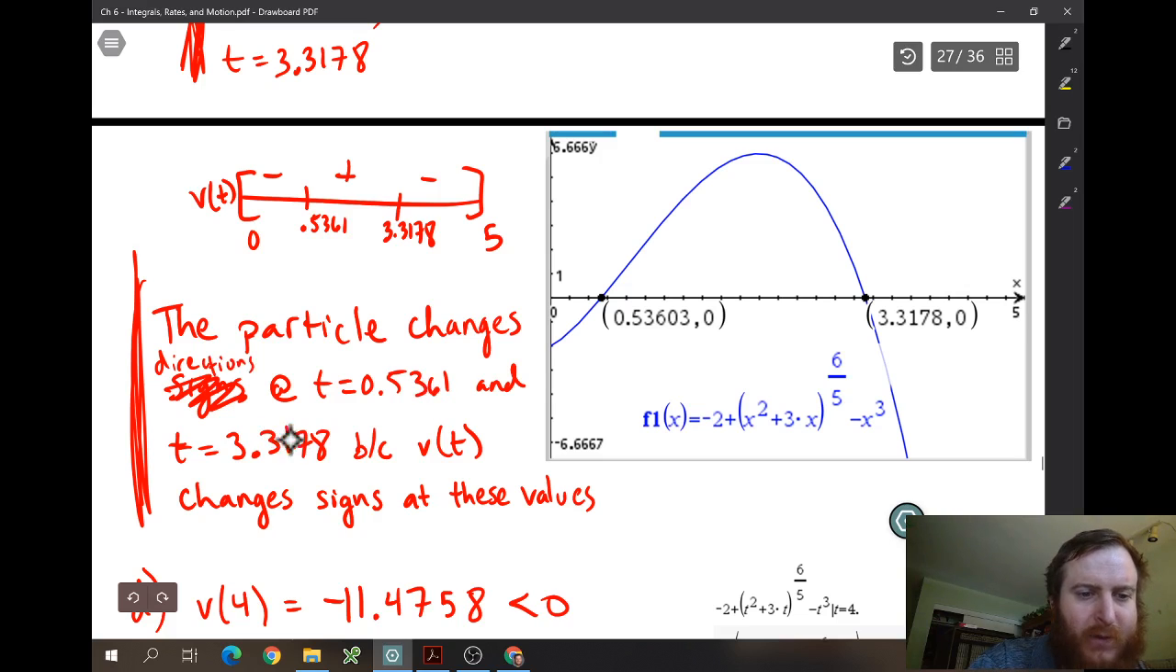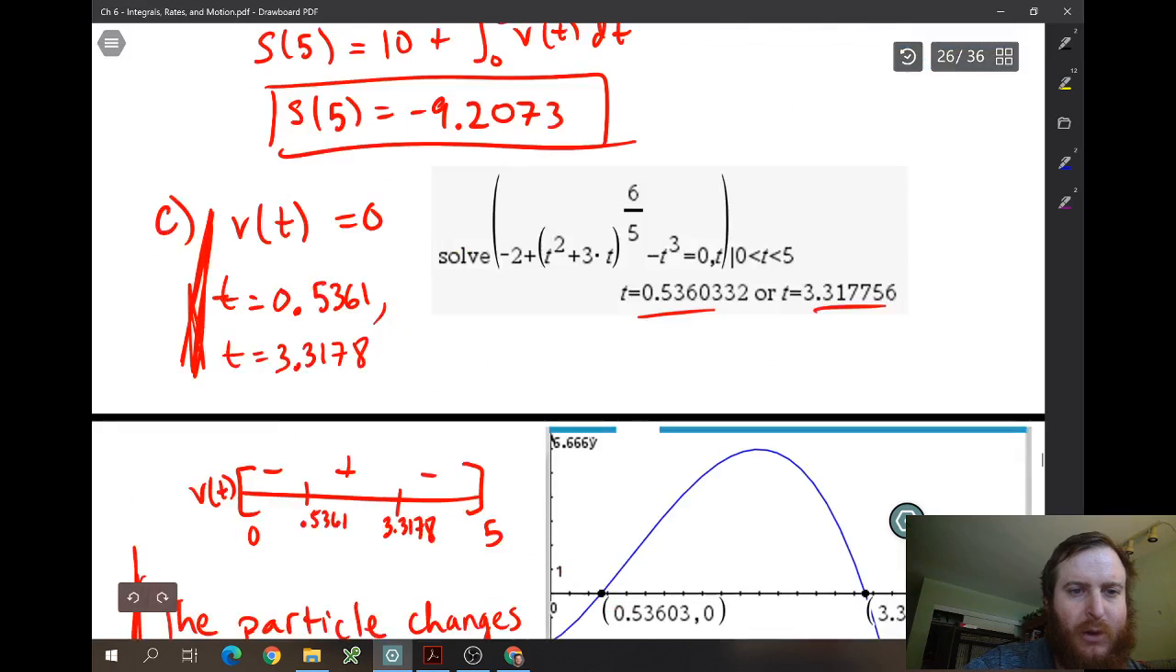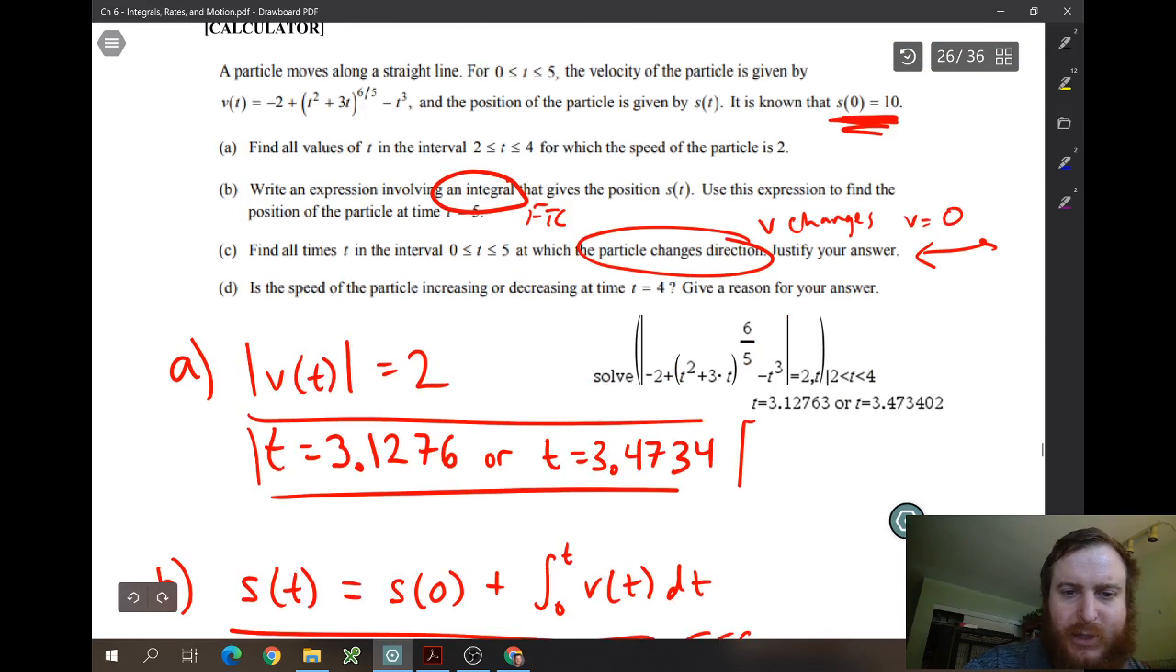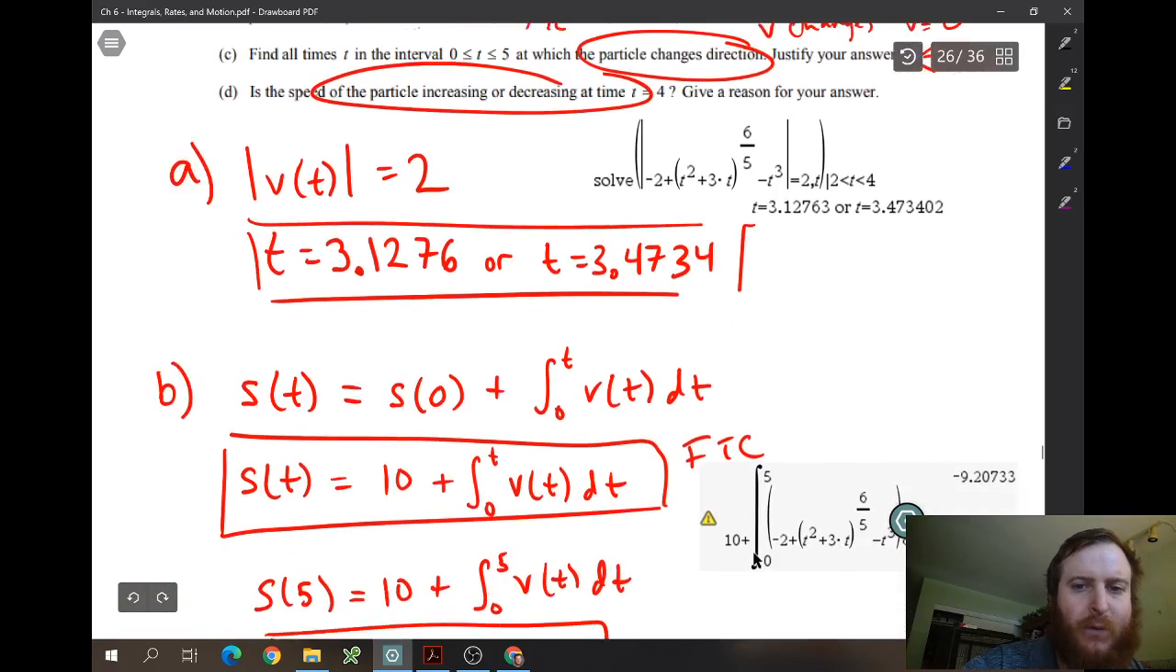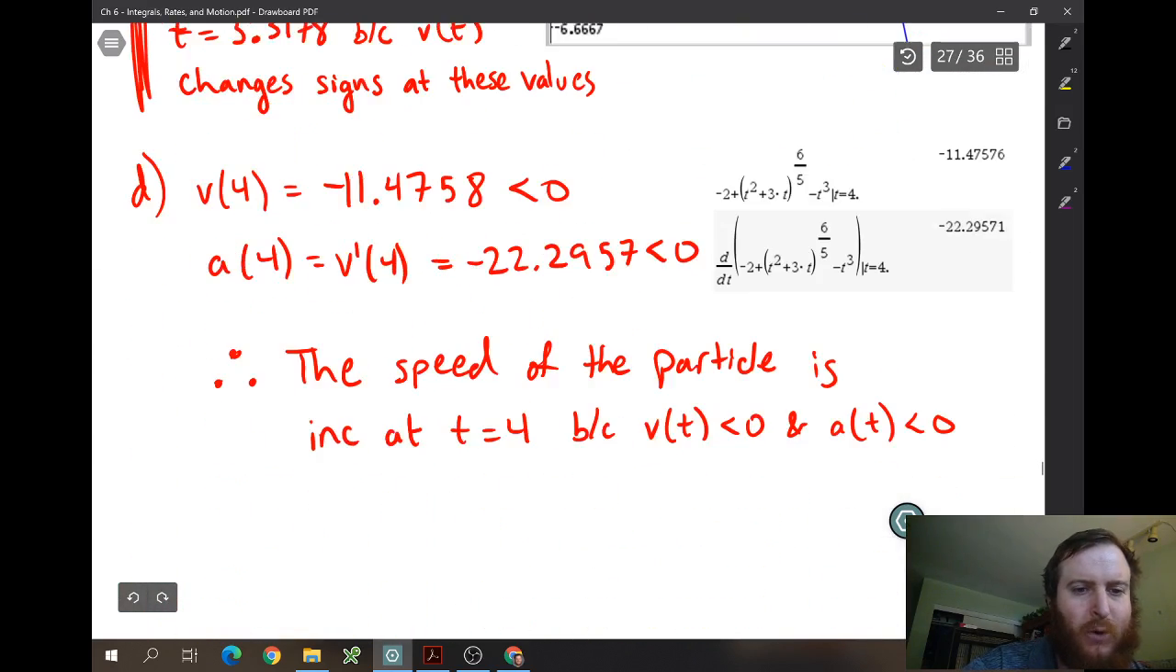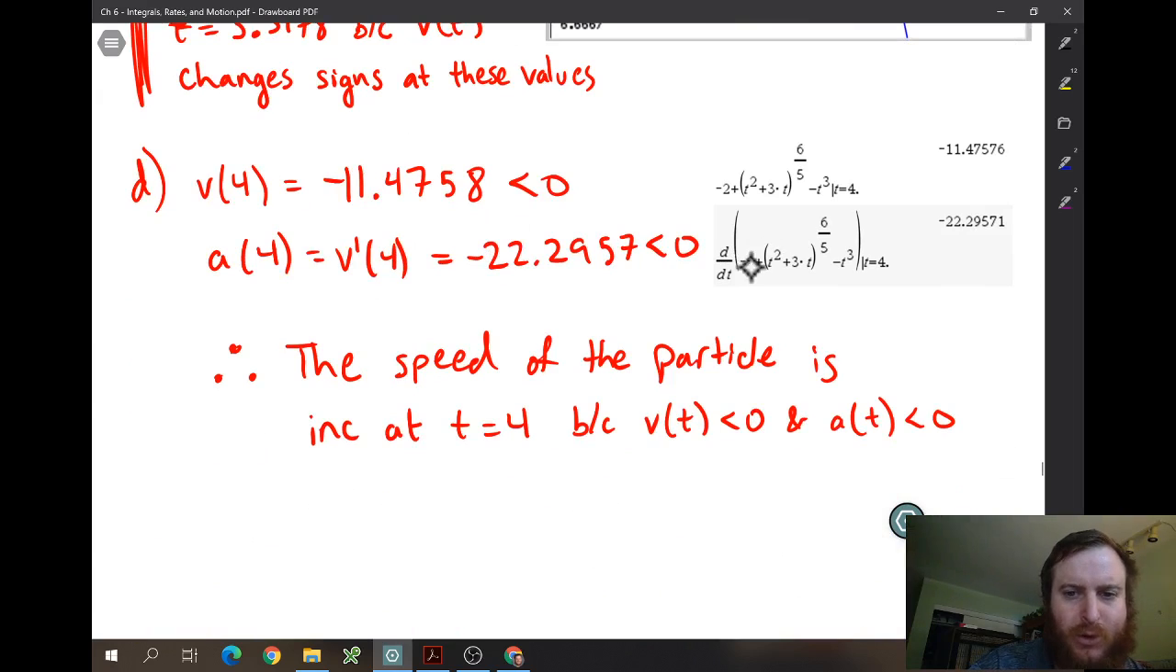At time 0.5 and 3.1 because v of t changes signs at these values. Okay, and then our last one is the speed increasing or decreasing? Anytime we see speed increasing, decreasing, we do v of 4 and a of 4. So v of 4 we just plug in, a of 4 we do the derivative and plug it in. They're both negative, so the speed is increasing because v of t and a of t are both less than 0. You could say same signs if you want to add that on.